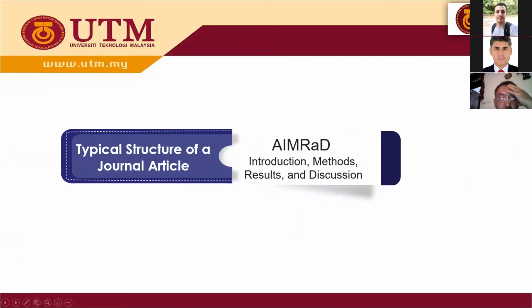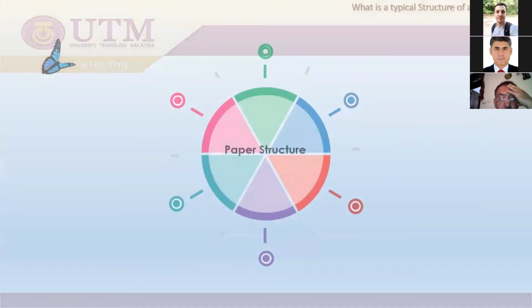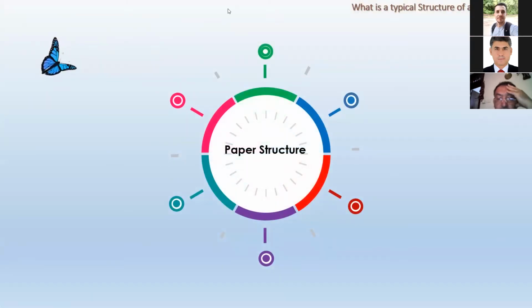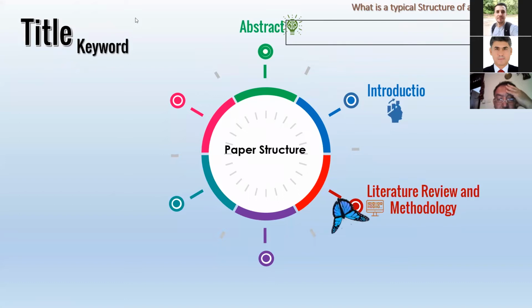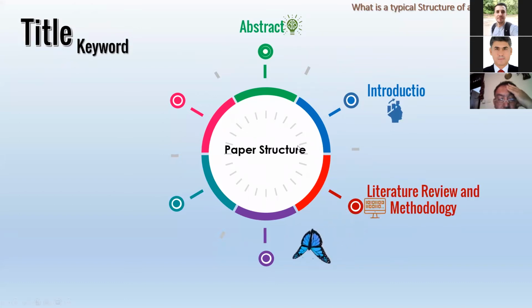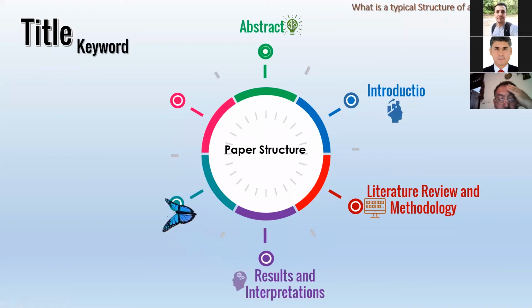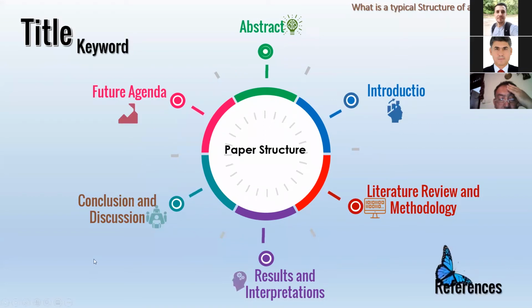The typical structure of a journal article, we have a title, we have a keyword, and we have a simple template, we say IMRaD. It means there is an abstract, introduction, method, result, and discussion. Let us together understand more about this. The first is a title. We have keyword. After title, we have abstract. So after abstract, we have introduction, and then we have the literature review and methodology, or sometimes we say method. Then we have the result and discussion, and we have conclusion, and we have a future agenda.